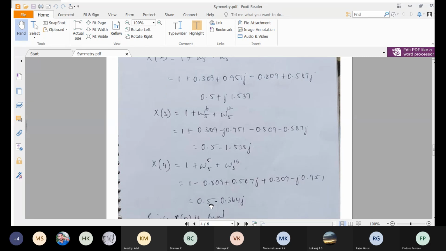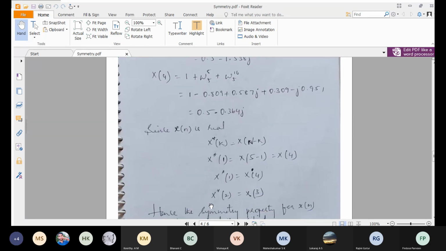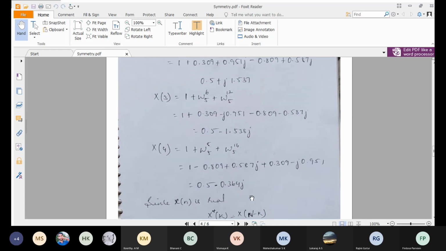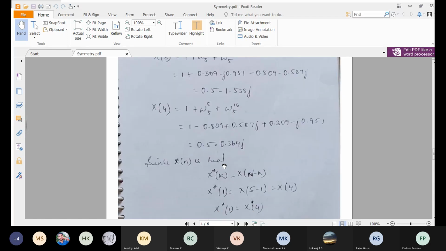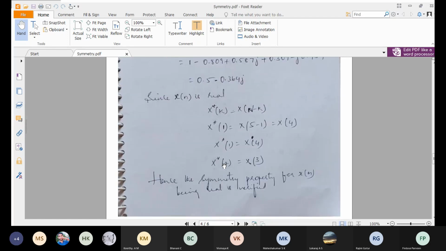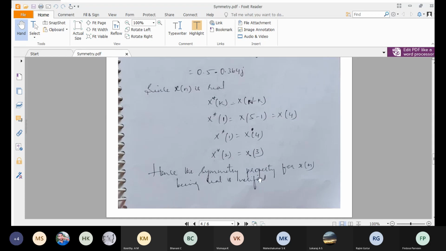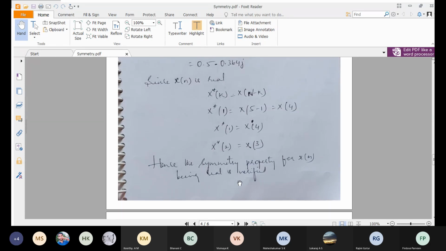In the same way, what will be X conjugate of 2? That is nothing but X of 3. X of 2 is 0.5 plus j 1.537, and X of 3 is 0.5 minus j 1.538. So this and this are one and the same thing with conjugate symmetry: plus j here, minus j here. The symmetry property for x of n being real is verified.